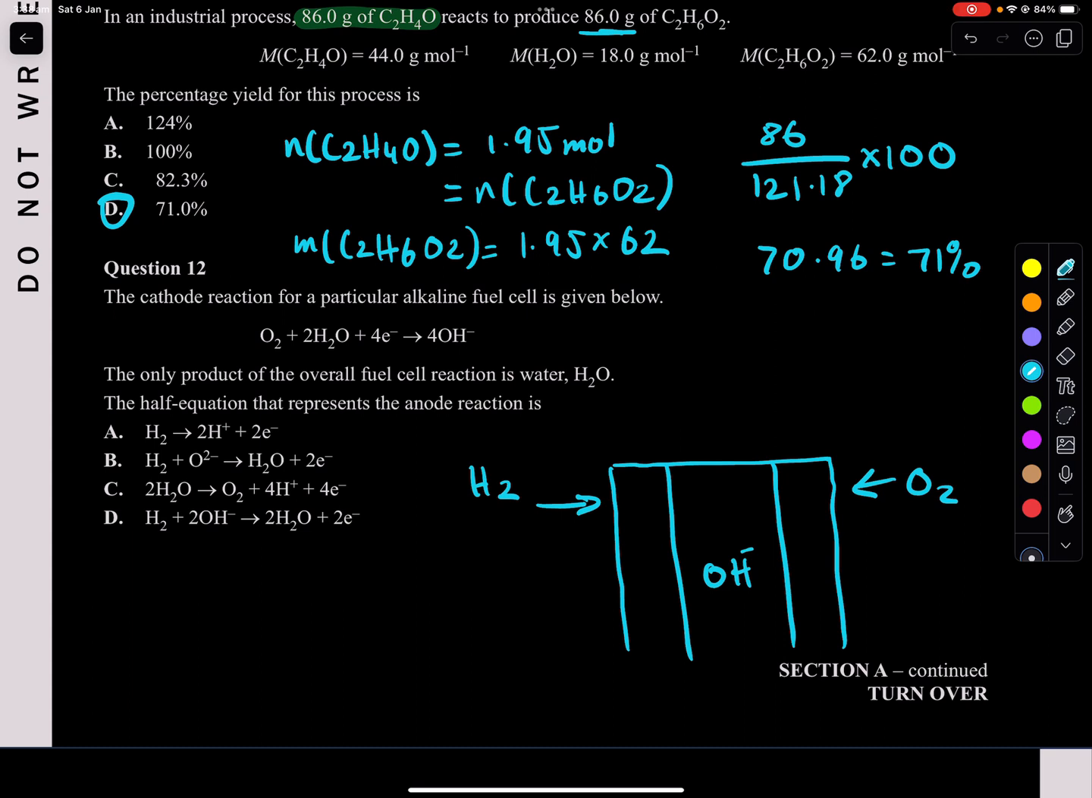We know that anytime in the fuel cells that oxygen reacts, it's always going to be occurring at the cathode, where reduction occurs, and this one here at the anode. Okay, that's great. Knowing this, and the byproduct is water, let's really look at this. The half equation that represents the anode is what?